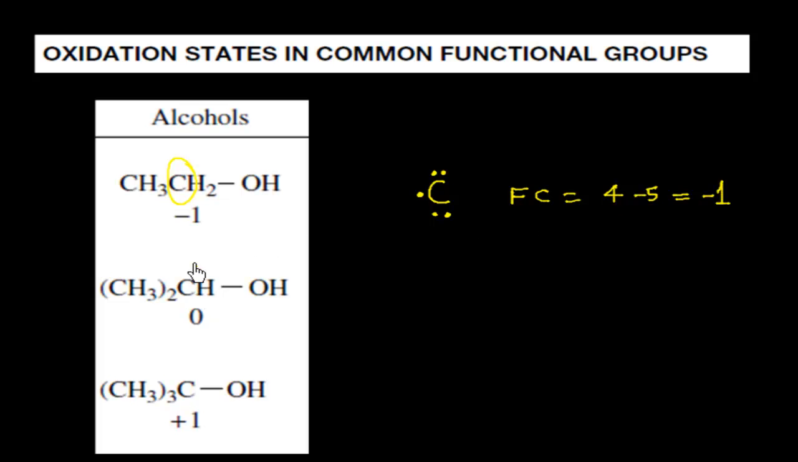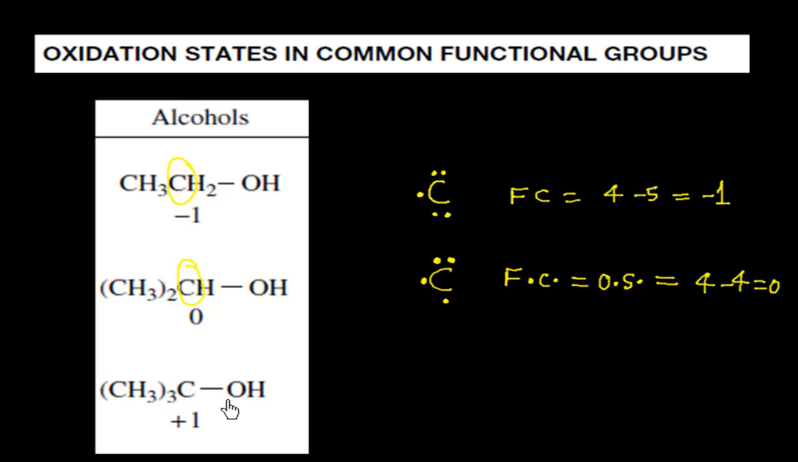Now let us say secondary alcohol. This carbon is attached to only 1 hydrogen. This side we have oxygen, so no electron will come. Basically both electrons will go to the oxygen. And this side we have 2 carbons, so this carbon is attached to 2 carbons. So I will have 1 electron from each. So formal charge in this case, that is same as oxidation state, 4 minus 4, and that is 0.